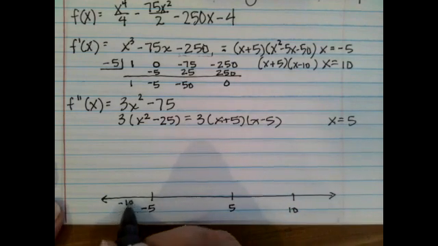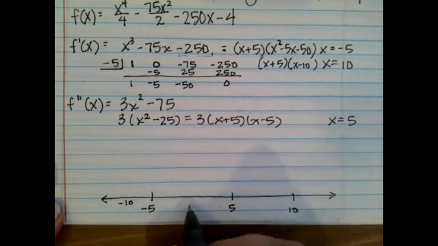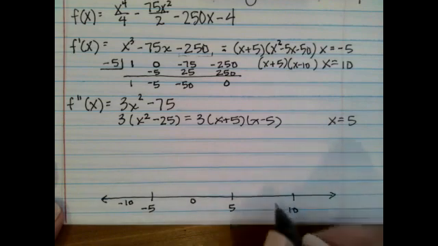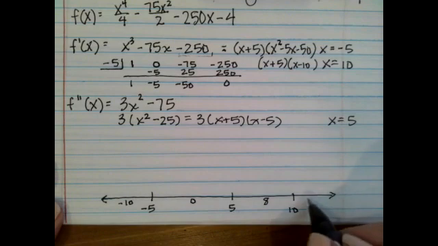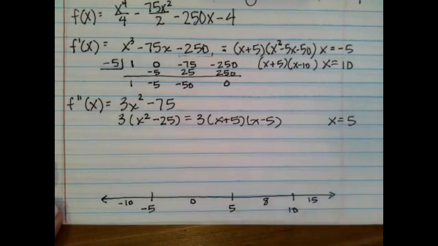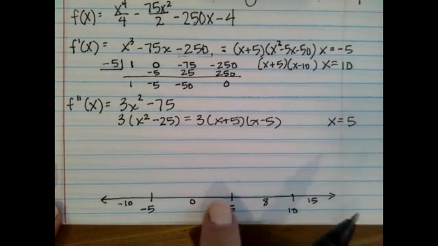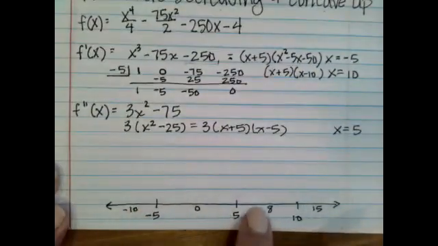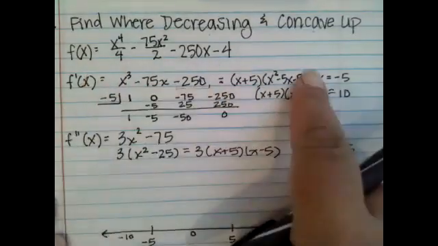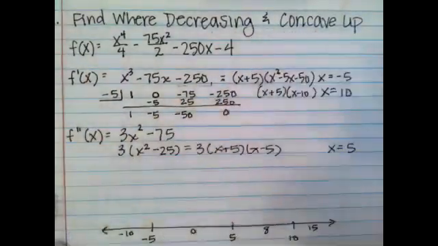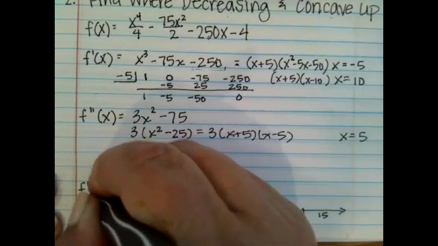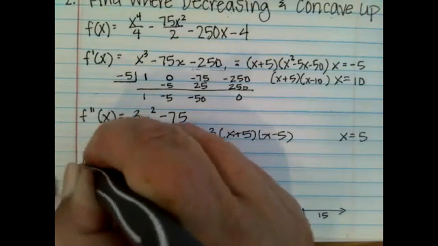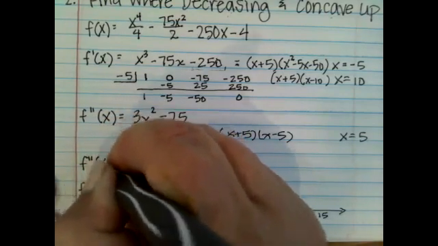So over here I could do negative 10, and then in between here is 0, and in between here, I don't know, 7 or 8, whatever you want, and then to the right of 10 is 15, 20, just pick something. And then because we're testing both, I need to test all 4 of these test points in both of these because I need to be able to answer both questions. And so over here on the side, I'm going to test it in the first derivative. And then I'm also going to test it in the second derivative.